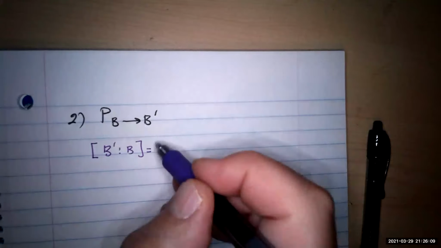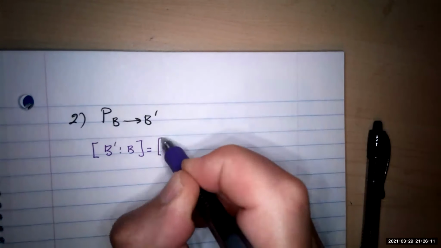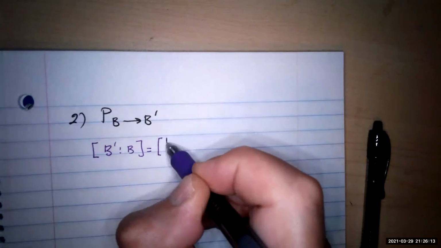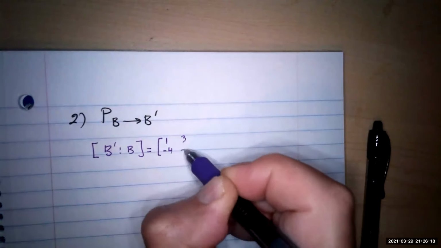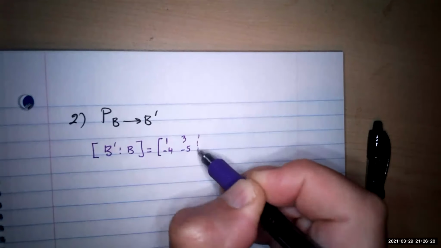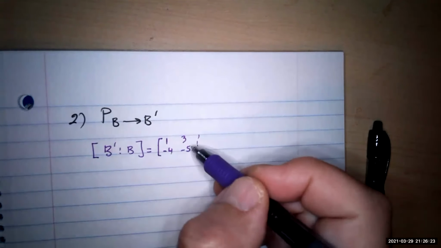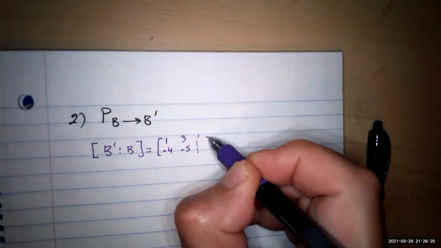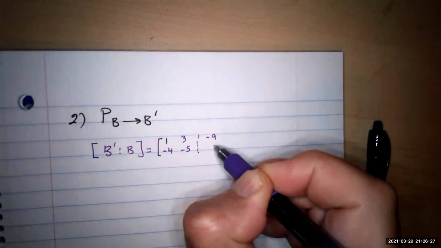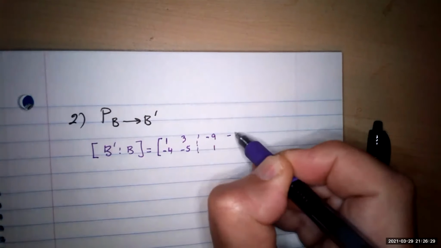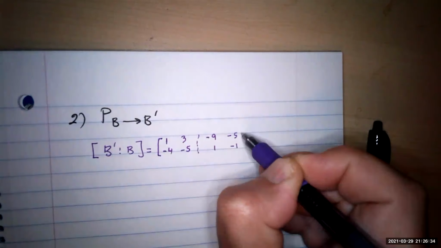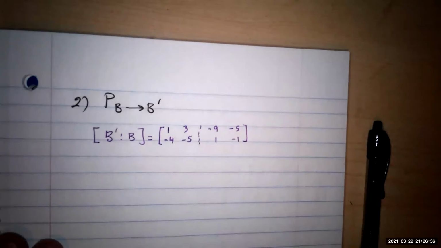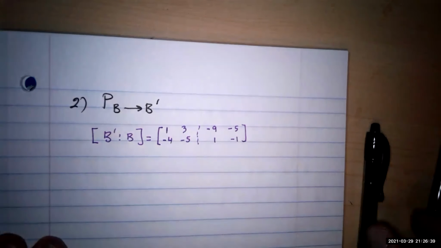Okay, you form B prime B, and the B prime is given to you. As a column vector, B prime is 1, -4, 1, -4, and we get 3 and -5. Then it is carried by the B, which is going to be -9, -9, 1, and you have a -5 and a -1. Again, it can be done quickly to change it.